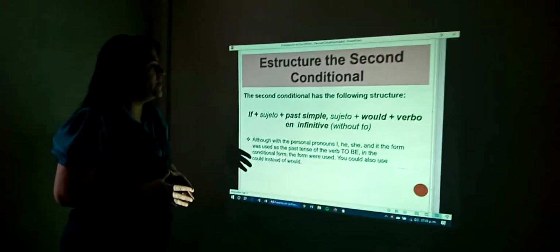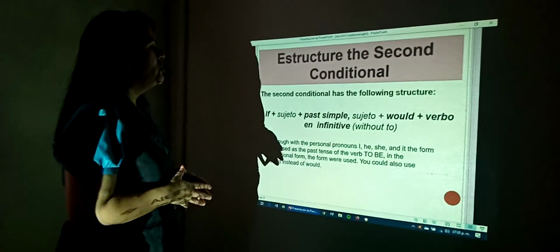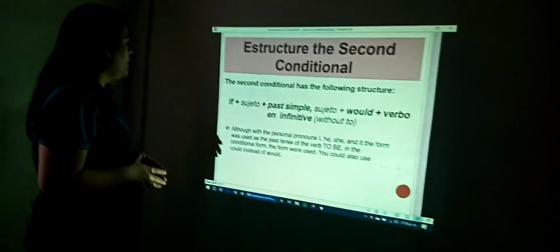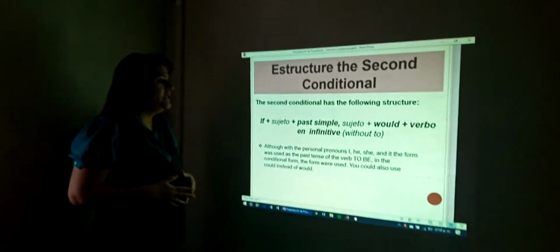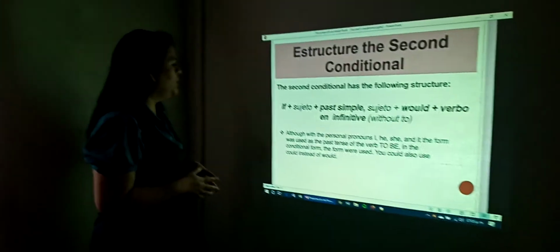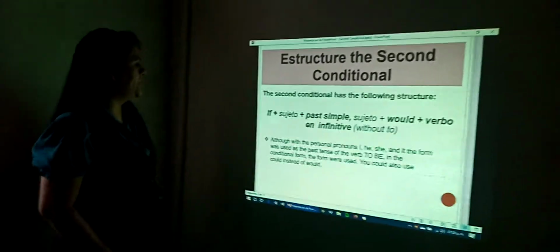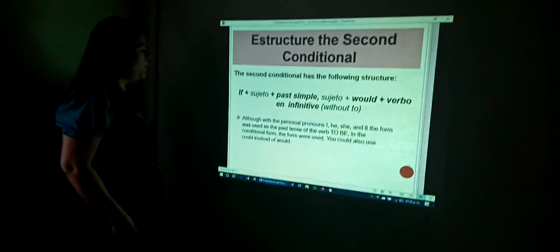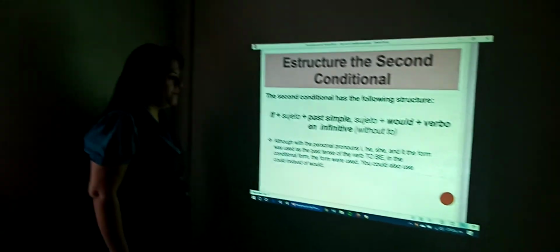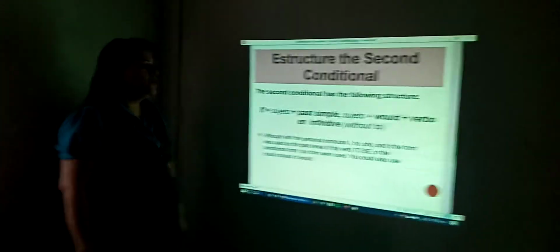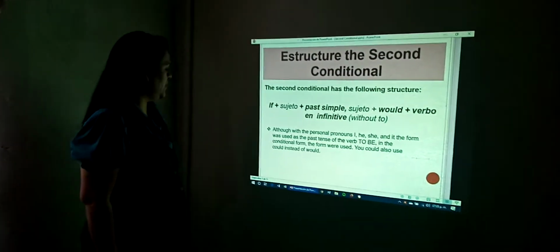Although with the personal pronouns I, he, she, and it, the form was is used as the past tense of the verb to be, in the conditional form, the form were is used. You can also use were in the following. Repeat. Although with the personal pronouns I, he, she, and it, the form was is used as the past tense of the verb to be, in the conditional form, the form were is used.